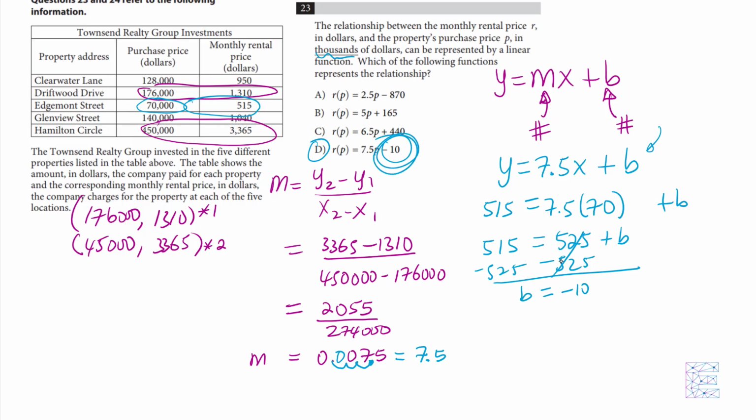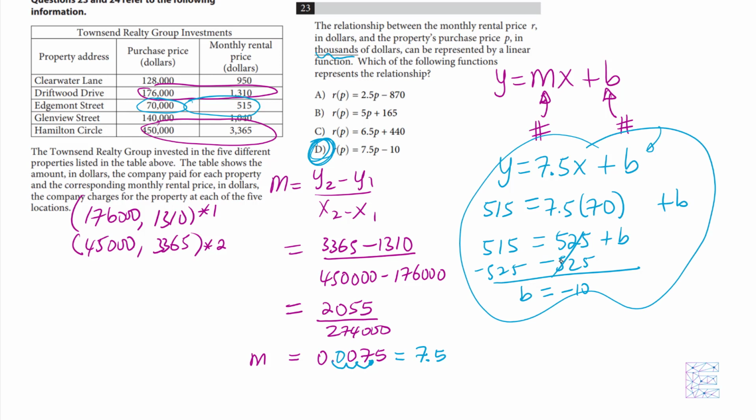Again, we didn't have to go this far, so we could have just stopped right at the realization that 7.5 is the correct slope, and we only have one choice that has 7.5 as a slope, so that was perfectly fine. I was just showing you what you would do if you needed to go further. So yeah, D would be the correct answer to this question.